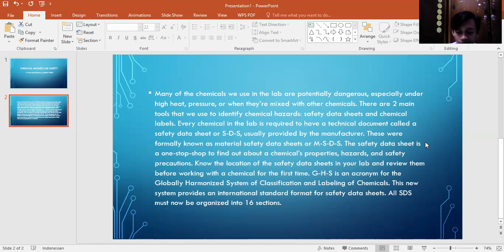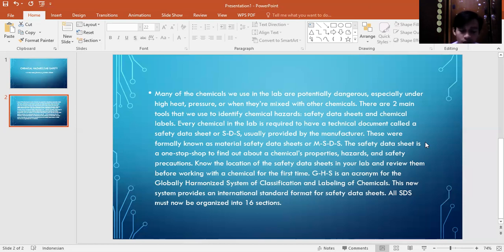contact information. And number 2 is hazard identification. This section lists signal words, warnings, and safety symbols. Number 3 is composition, a list of ingredients. Number 4 is first aid measures, the required treatment for a person who has been exposed.